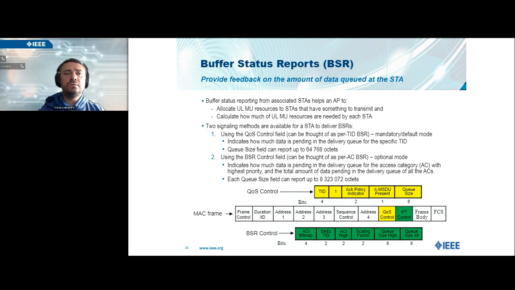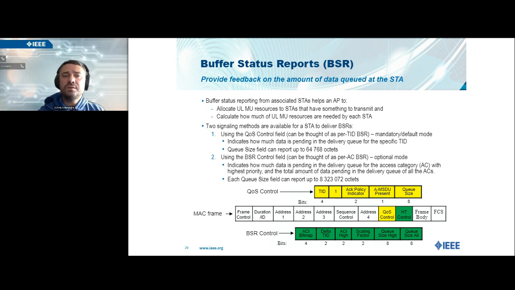So going to the next feedback mechanism, which is buffer status report. Buffer status reporting, as the word itself says, solicits reports from the stations in terms of their buffer status, so how much pending data they have for transmission in the uplink. That is going to be used by the access point essentially to allocate the uplink multi-user resources efficiently, and also calculate how much to give to each of the stations.